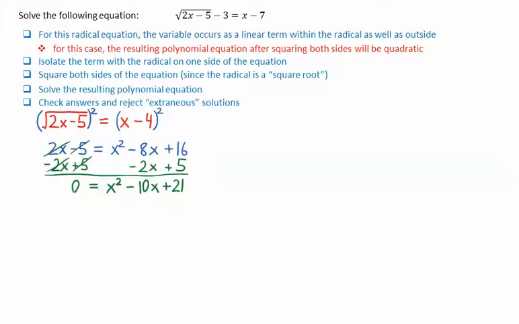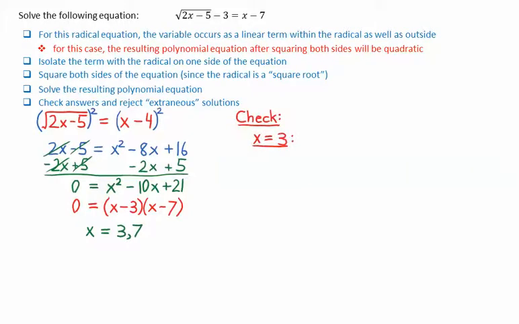We look for numbers that multiply to give 21 and add to give negative 10. These numbers are negative 3 and negative 7. We then have the factors x minus 3 times x minus 7. This results in x equals either 3 or 7. We now have to check these answers to make sure that neither of them are extraneous.